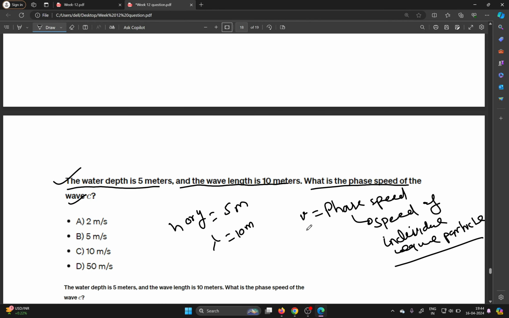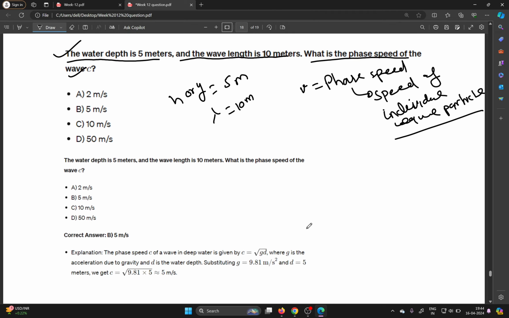So your phase speed formula is just like, if you want to remember, your celerity formula. The phase speed c of the wave in shallow water is given by c equals root of g d, where g is the acceleration due to gravity and d is the water depth. Here the wavelength of 10 meters is not utilized for the calculation of c, just for confusing. So g is 9.81 and d is 5 meters.